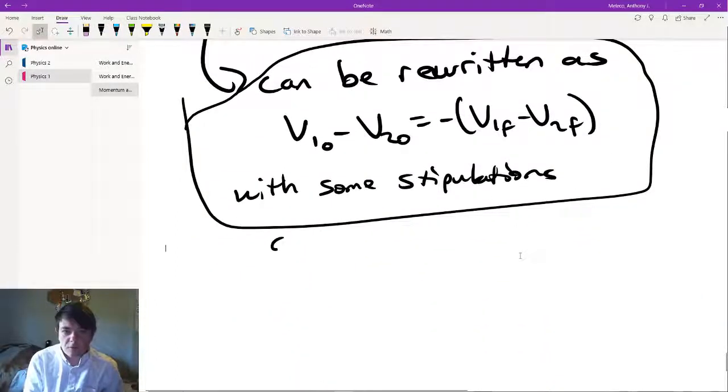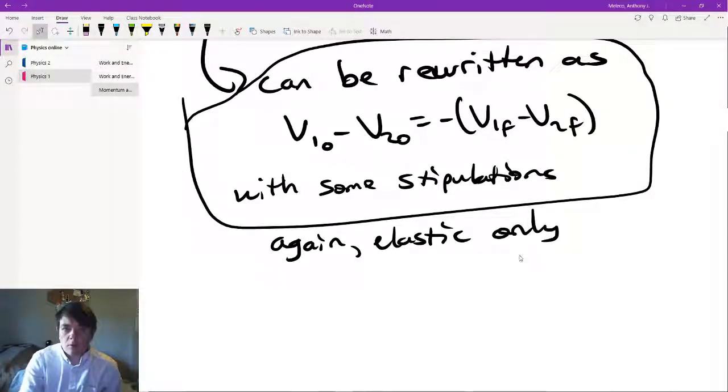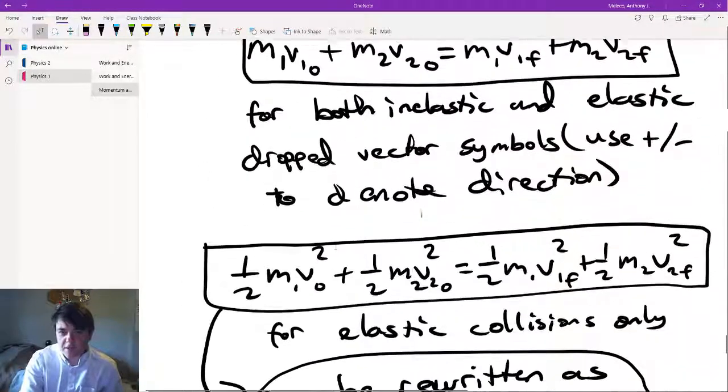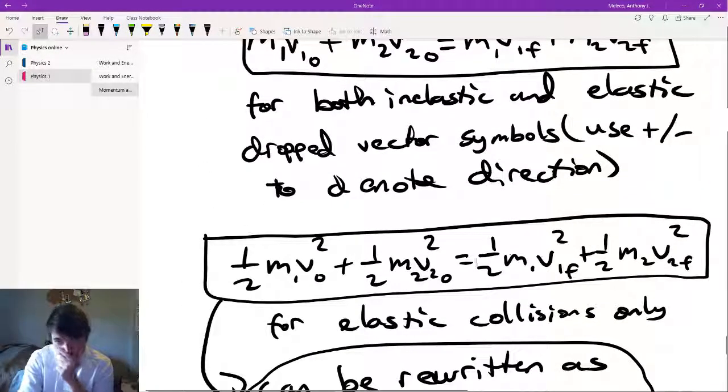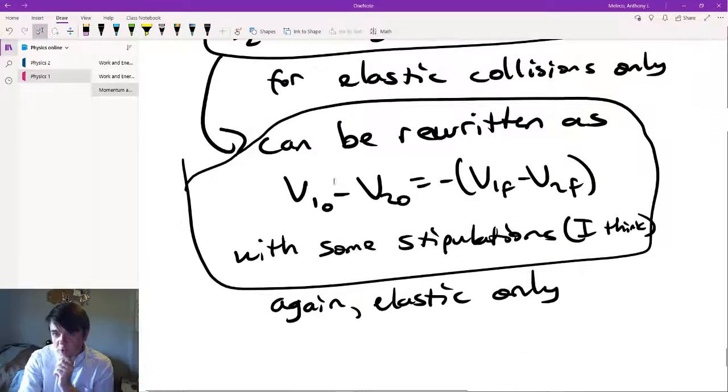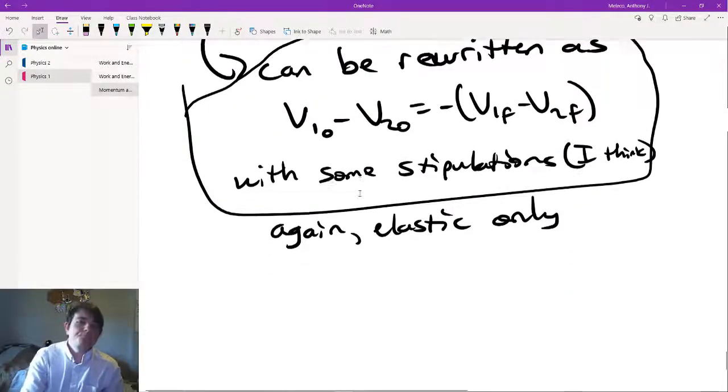So this is, again, elastic only. And I think on the stipulations. Okay? But this equation right here, this first one can always be used for sure. This one, I'm pretty sure it can be rewritten. The only stipulation here is that the masses might have to be the same.